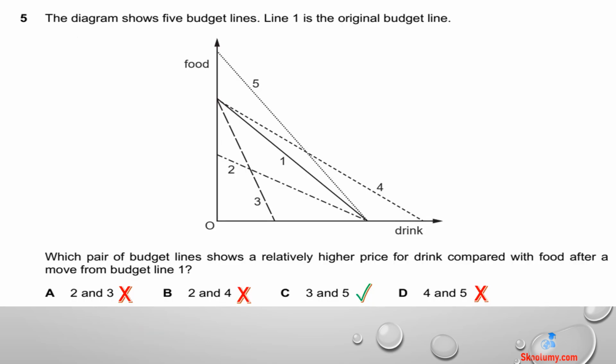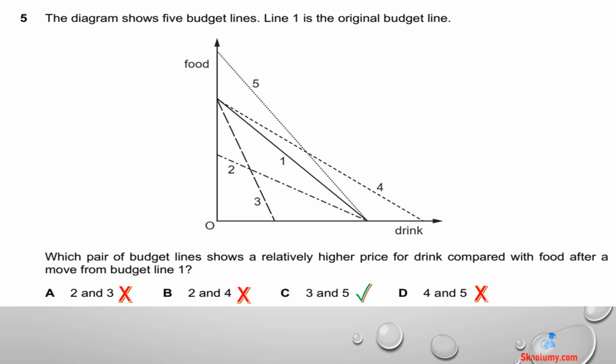Question 5. The diagram shows 5 budget lines. Line 1 is the original budget line. Which pair of budget lines shows a relatively higher price for drink compared with food after a move from budget line 1? The correct answer is option C.